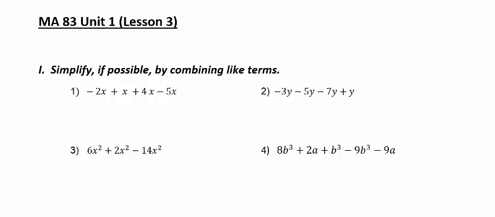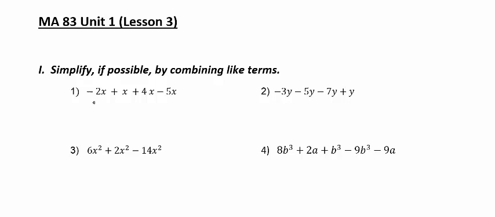Math 83, Unit 1, Lesson 3. We're going to simplify if possible by combining like terms. And we can recognize like terms because they're the ones that have the exact same variables. So an x term is like another x, a y to a y, an x squared to an x squared, an a to an a, etc.